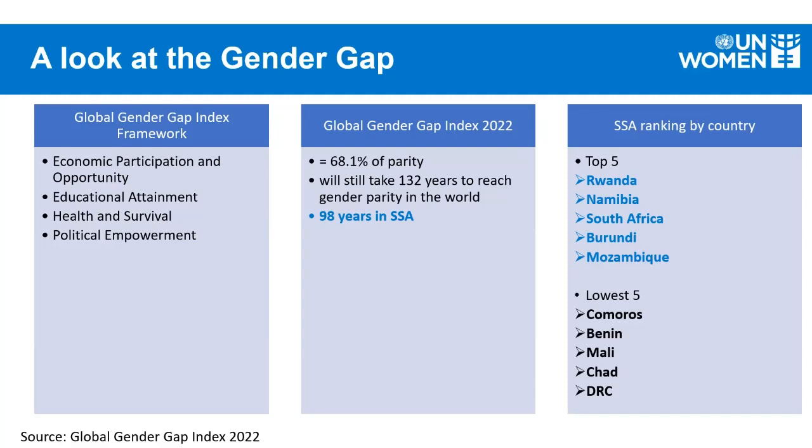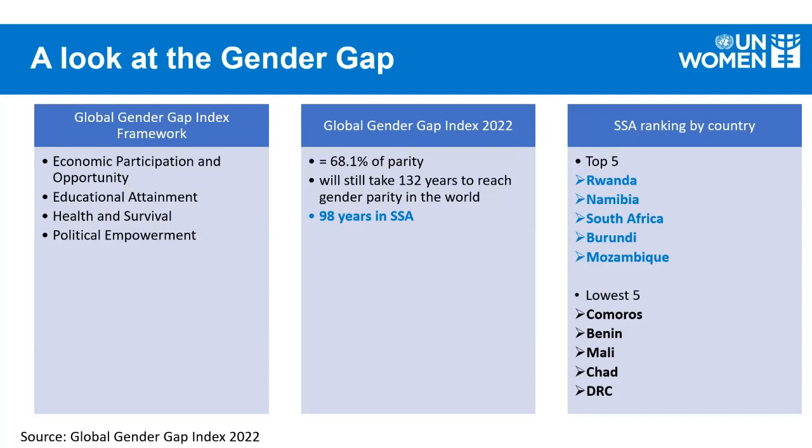So, for this year, the index shows that we are at 68.1% of parity in the world, which means that it will take around 132 years to reach gender parity in the world.